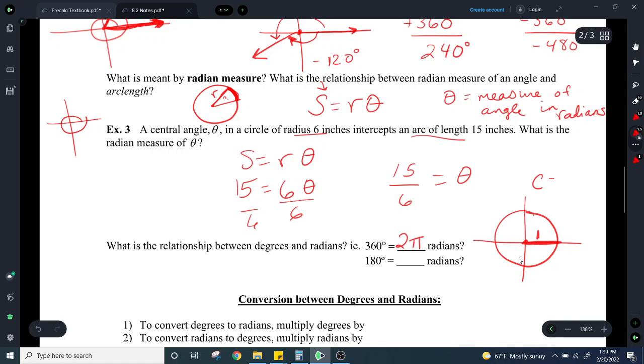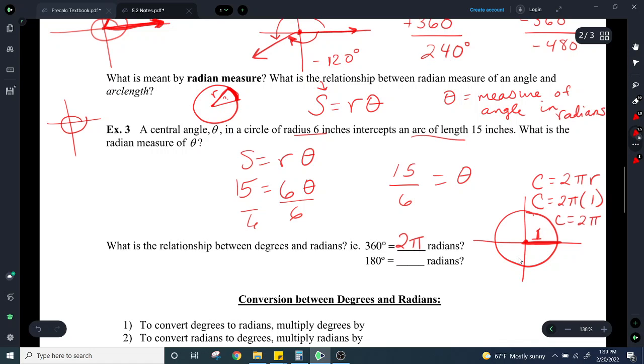The circumference of an entire circle is 2 pi r. You might remember that from geometry. If you don't remember that formula, not a big deal. So the circumference of this entire circle would be 2 pi times the radius, which is 1 unit, because we just said it's a unit circle. The radius is 1, right? 1 unit for the radius. So the circumference of the entire circle is 2 pi.